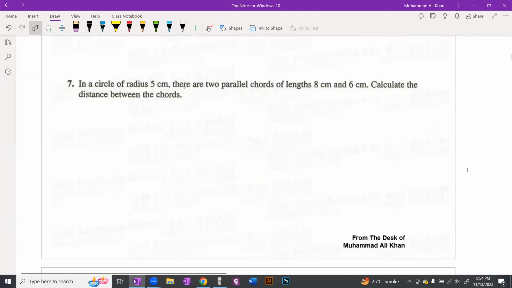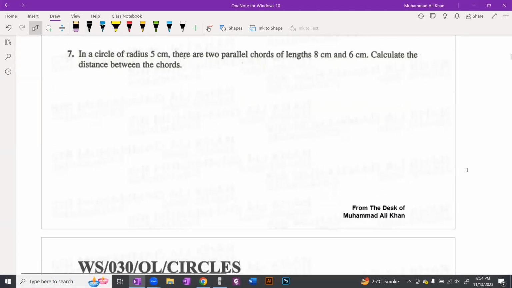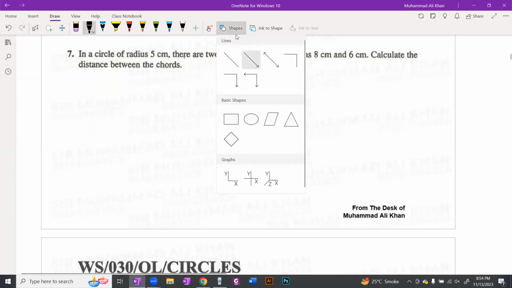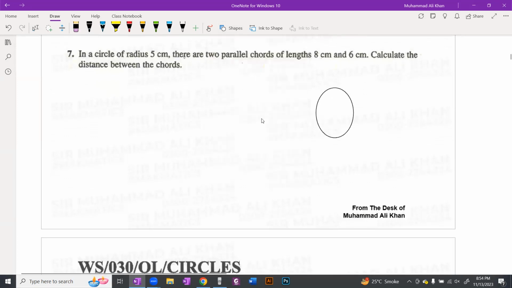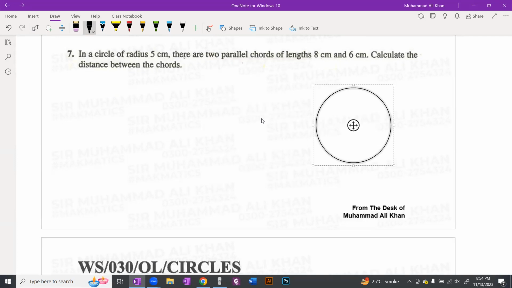Now, the next question is, again, in a circle. So first we have to draw a circle here. In a circle of radius 5 centimeter, there are two parallel chords of length 8 and 6. Let's say here is a chord of 8. Here is a chord of 6.